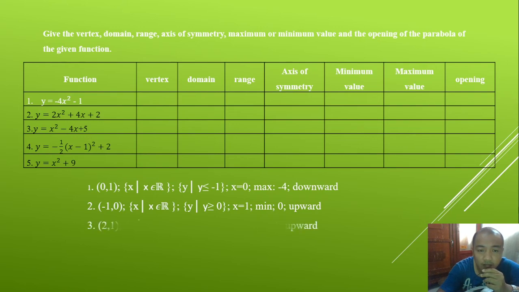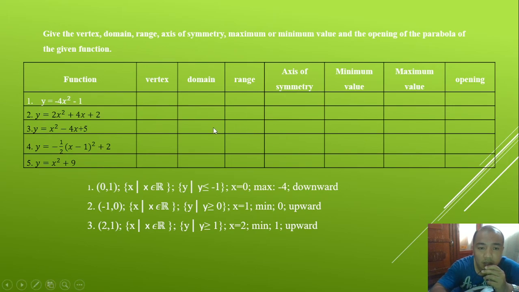Next, number 3. Okay, you can also verify your answers with my answer, and then we can explain. You can verify on another date. So for number 3, vertex is 2, 1. Domain, set of real numbers. Range, y is greater than or equal to 1. Axis of symmetry, x equals 2. Minimum 1. Minimum because it opens upward.